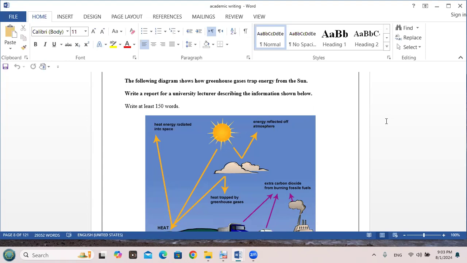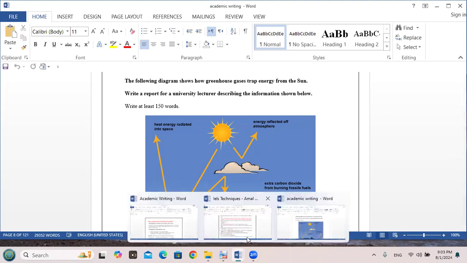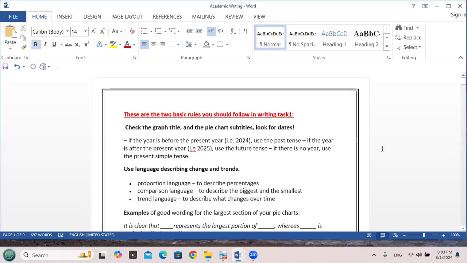So how can we approach writing task 1? A lot of candidates hate task 1 because sometimes they don't understand it. So here we have specific steps when it comes to writing task 1. What is the first step? Today, inshallah, we're going to focus on this one.